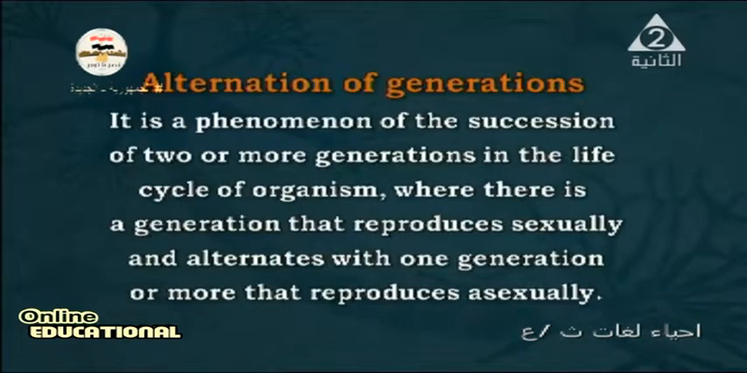Okay, alternation of generation is the phenomenon of succession of two or more generations in the life cycle of an organism, where there is a generation that reproduces sexually and alternates with another that reproduces asexually.